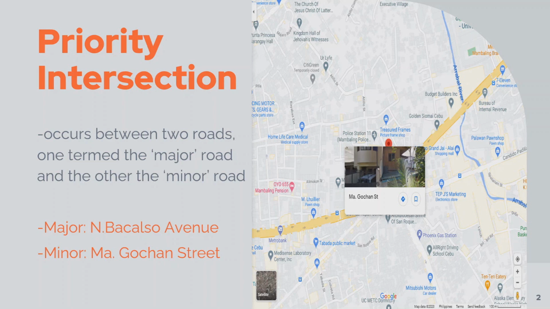To put this into context, the Bacalso Avenue that leads to important locations in the city can be considered the major road because it is where most commuters and drivers travel along. In contrast, the Magochan Street that leads to Punta is the minor road.